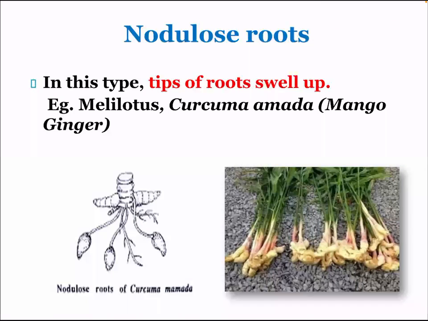Third is nodules or nodulated root. In this type, only the tips of the root are swollen. Only the tip of the root swells up. Examples are melilotus and curcuma amada, that is mango ginger.